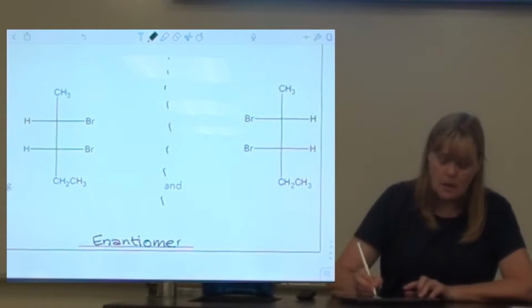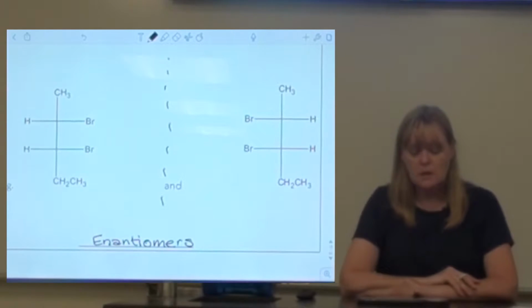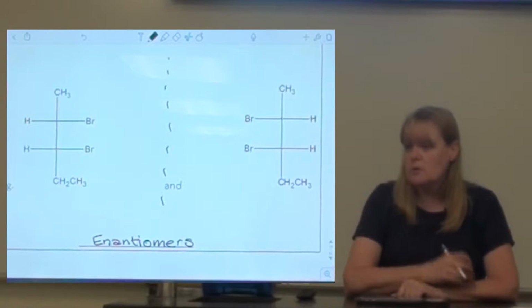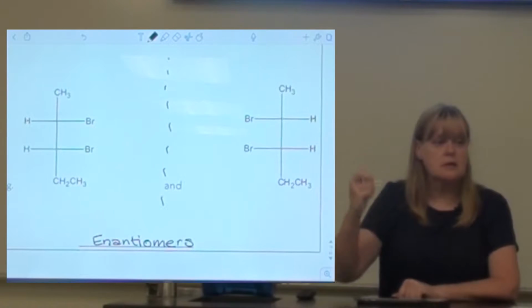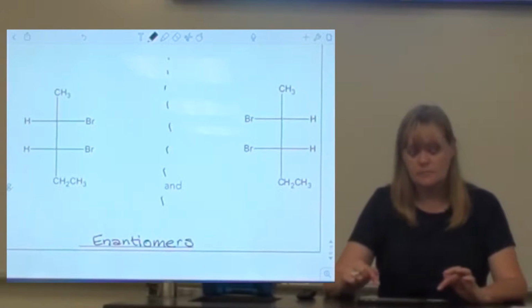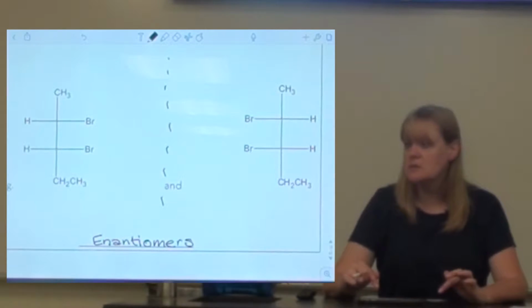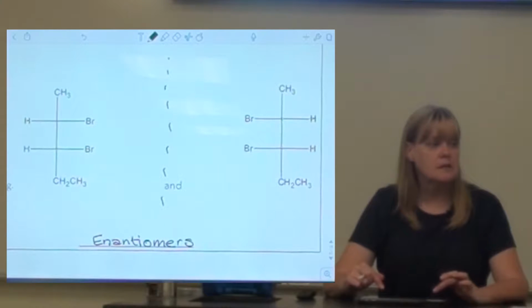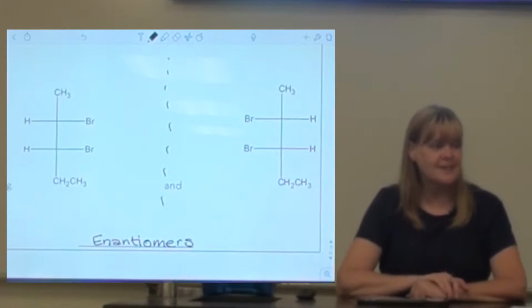This is G. You can go through and label R and S for each chirality center to make sure, but I think that you're going to tend to make more mistakes doing that than just looking at it. Any questions about this one? Go ahead. One more time.